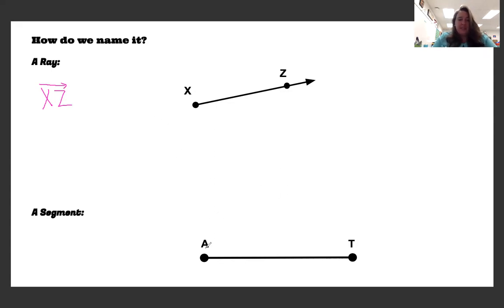Similarly for a segment, this is what it looks like if we draw it. It is a little piece of a line. There's an endpoint on either end. So for the segment, we name the 2 endpoints on the segment, and then we put just a solid bar over the top. With this one, it doesn't matter which order you put those letters in. So segment AT and segment TA are actually the same thing. This one is not the same though with a ray. You do have to start with the beginning, and then the second one has to be another point that's somewhere else on the ray.